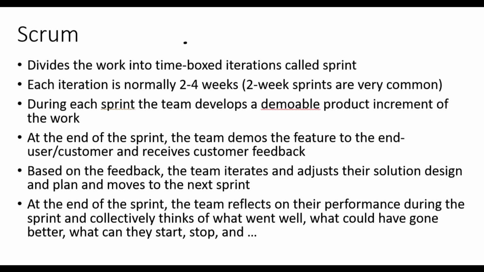In Scrum, time is divided into time-boxed iterations called sprints. Each iteration or sprint is normally 2 to 4 weeks. 2-week sprints are very common. During each sprint, the team develops a demoable product increment of the work. At the end of the sprint, the team demos the feature to the end user/customer and receives customer feedback. Based on the feedback, the team iterates and adjusts their solution design and plan and moves to the next sprint.